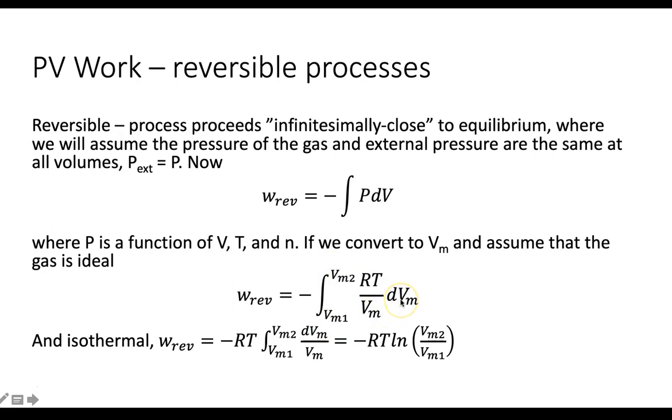RT over Vm, dVm. At this point, we can't really evaluate the integral unless we know how temperature changes with the volume change, because temperature could change. That's something we know happens with gases. So let's do this process isothermally, for example, and then for the reversible work, we can pull the constant temperature out and evaluate this integral of dV over V, or dVm over Vm, dx over x, which is the natural log. So it's minus RT natural log of V2 over V1. That would be our work for an ideal gas.